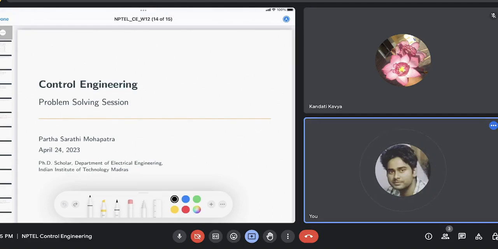Okay, so today we'll discuss problems based on week 12 content. This deals with designing using the state space approach. We have already seen how to design to achieve some criteria, for example overshoot or settling time of our system or plant. So we want to design a controller to achieve that.